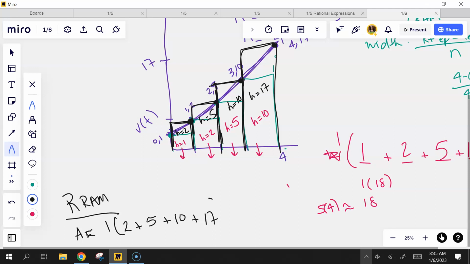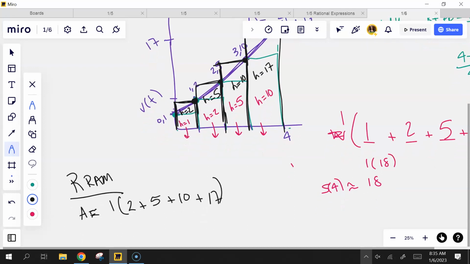Let's see. It should be a bigger number because it should be an overestimate this time instead of an underestimate. Let's see. 34. It's a big difference, right? But if I made this 8 intervals instead of 4 intervals, they would be closer to the same number because they would be closer approximations.